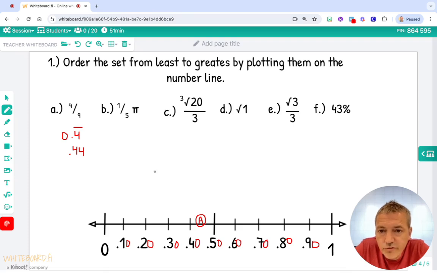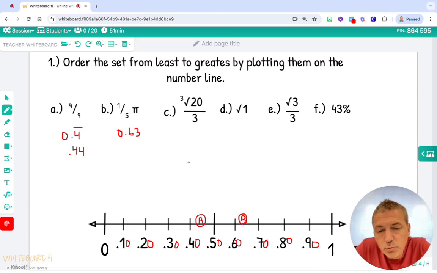B says 1/5 times pi. So I need to do 1/5 times pi on my calculator. I'm going to get a long decimal, but if I rounded it to the hundredth place, it would be 0.63. So 0.63 is going to be between 0.60 and 0.70, but a little bit closer to 0.60, right? So we think B is going to be somewhere in this section.